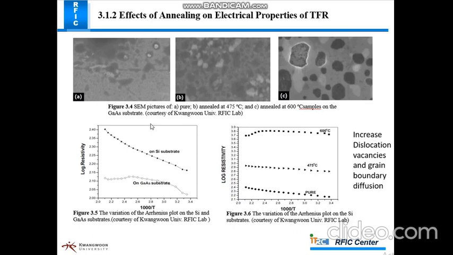In figure 3.5 you can see the variation of resistivity plot on the silicon and the gallium arsenide substrate. Here we can see that on silicon there is a big difference of resistivity, and on gallium arsenide substrate there is less variation of resistivity. In figure 3.6 you can see that when we increase the temperature, resistivity also increases, and we got maximum resistivity from 600 degree centigrade annealing. This increase is due to the increase of dislocation, vacancies and grain boundary diffusions.